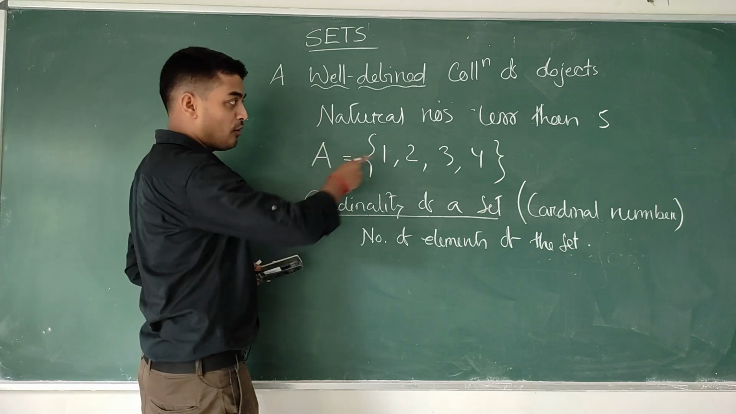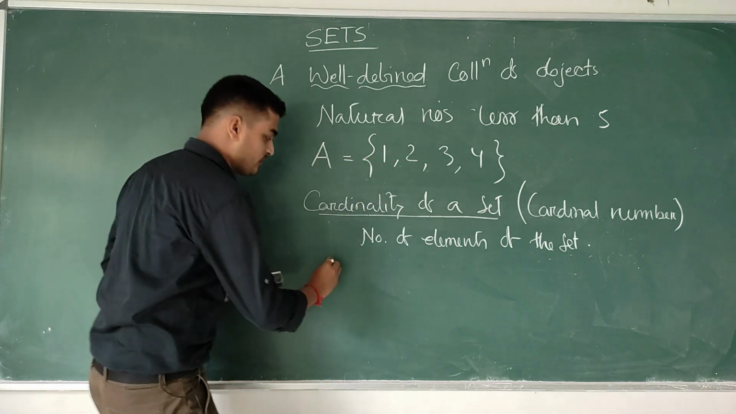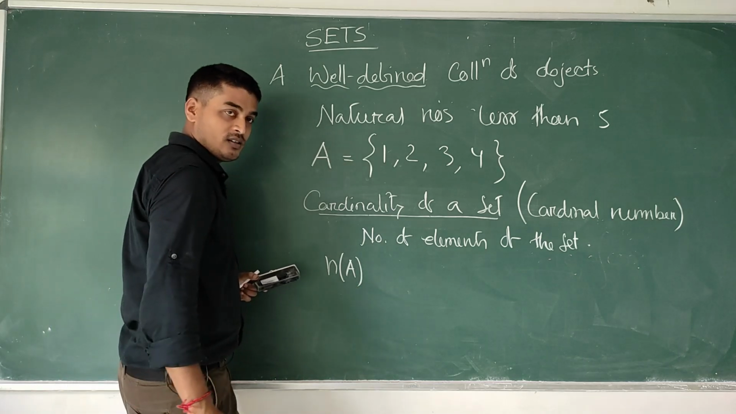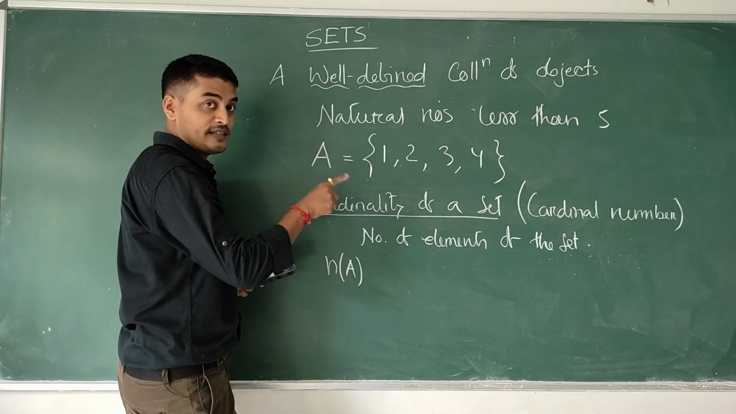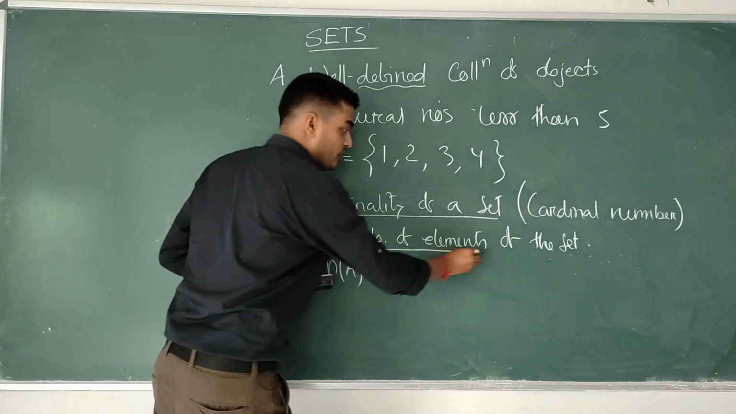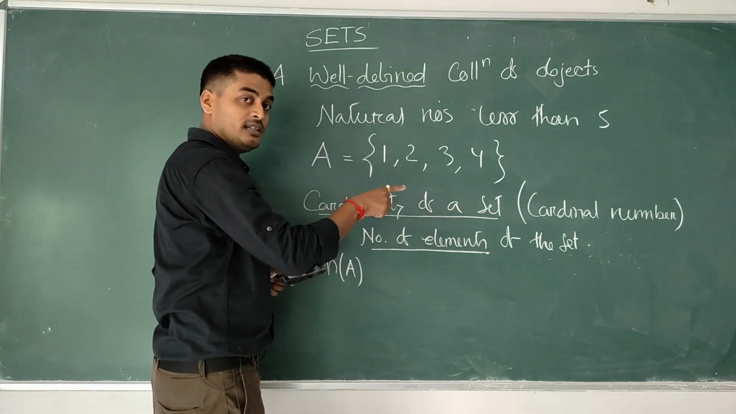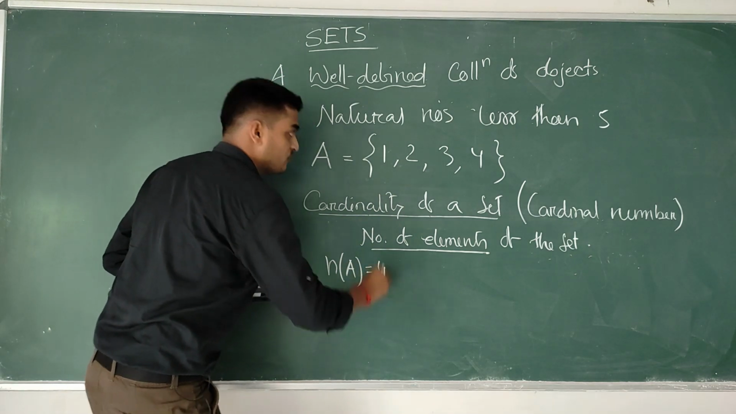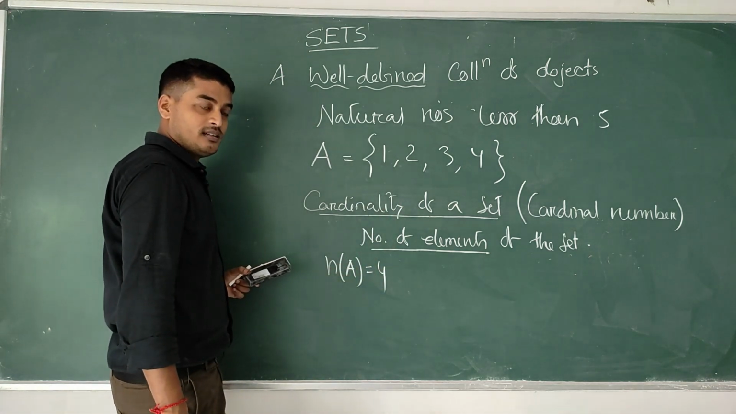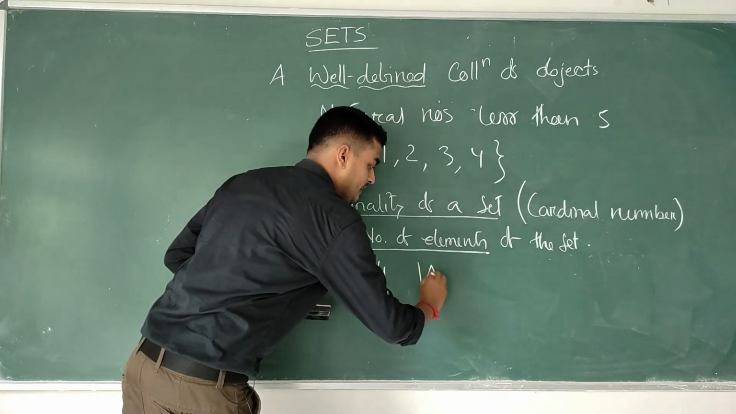Here A is a set. How many elements are there? 4. That's why the cardinality, that means n of A, is the cardinality of the set. Or you can say cardinal number. Cardinal number is nothing but a number which represents the number of elements of the set. So n of A is equal to what? 4. Here in this case n of A is equal to 4. Correct?